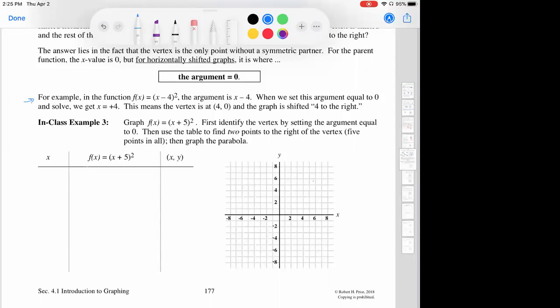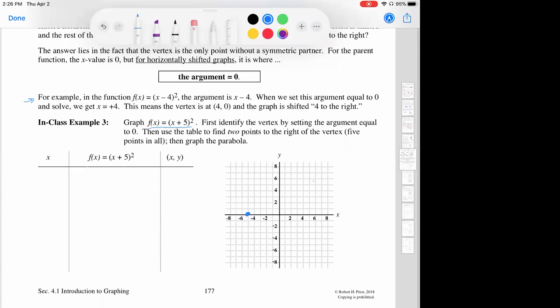Now in this example, we want to graph this parent function that shifted to the left, 5. Graph f of x equals (x + 5)². First, identify the vertex by setting the argument equal to 0. Then use the table to find 2 points to the right of the vertex, 5 points in all. Okay, so I know for sure my vertex will be right here at -5.